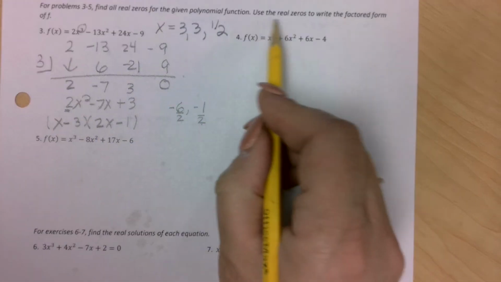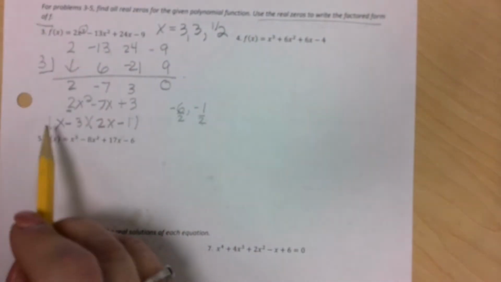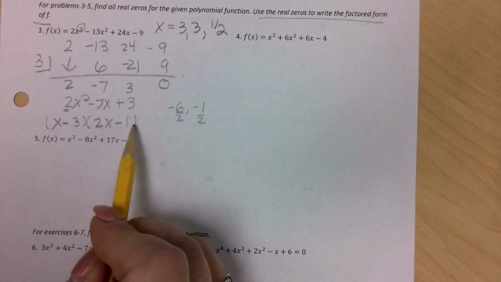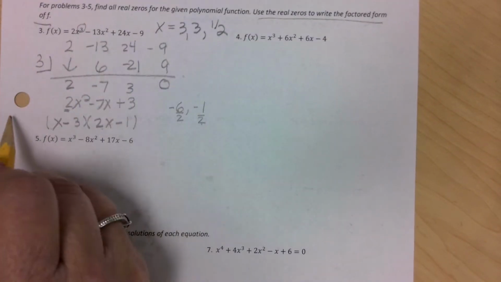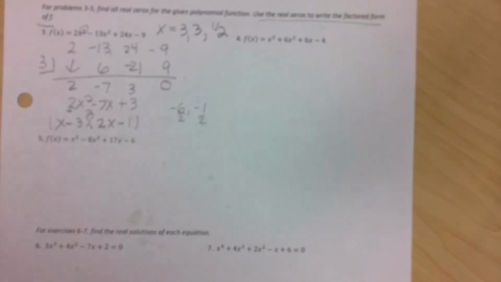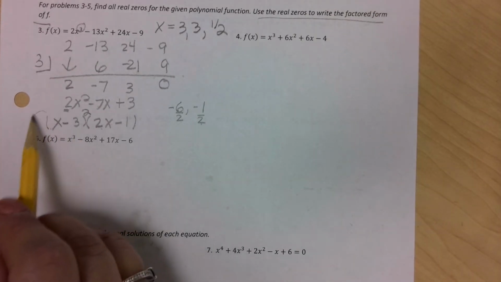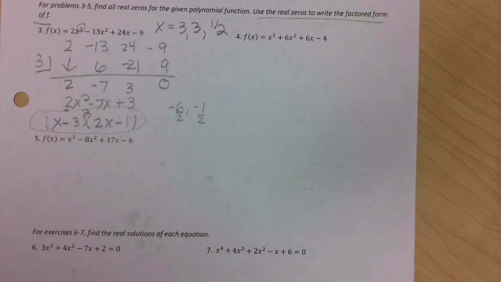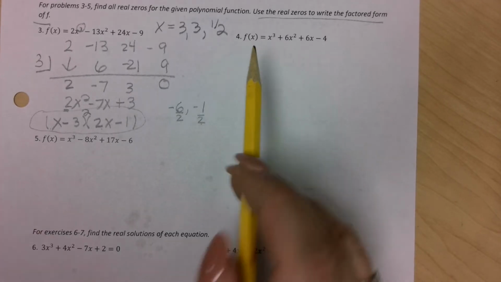But it tells us to write it in factored form, so we have x minus 3, 2x minus 1, and I have to add this original 3 by just squaring here. So this is my final answer. Okay? Let's try it one more time with number 4.